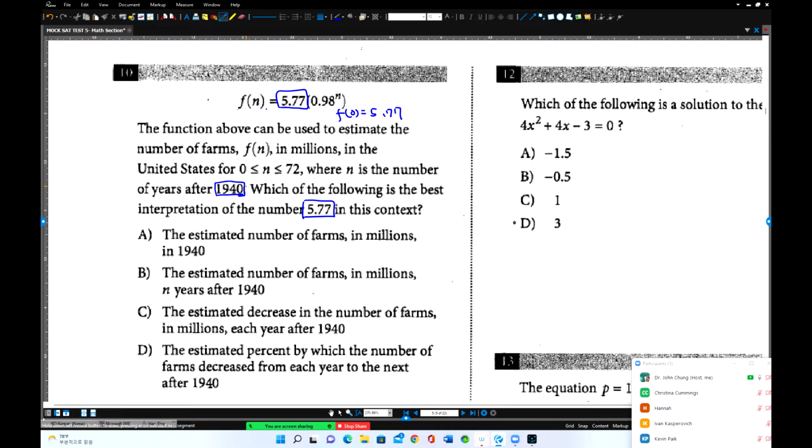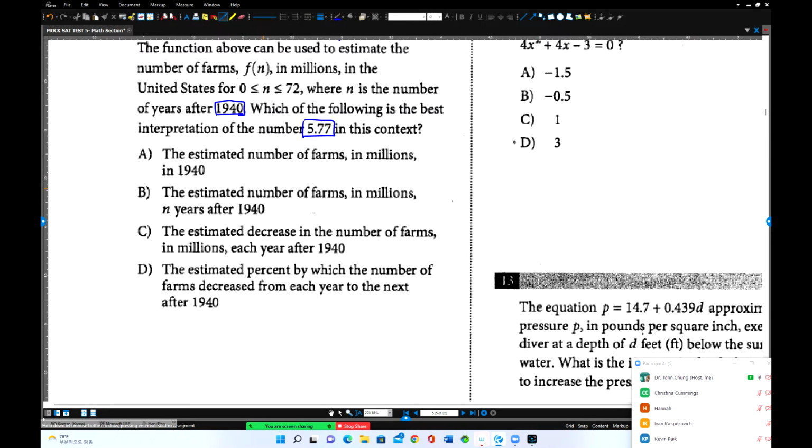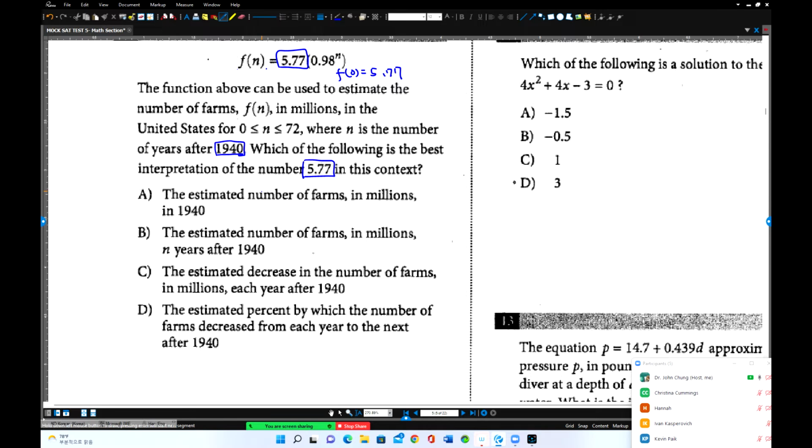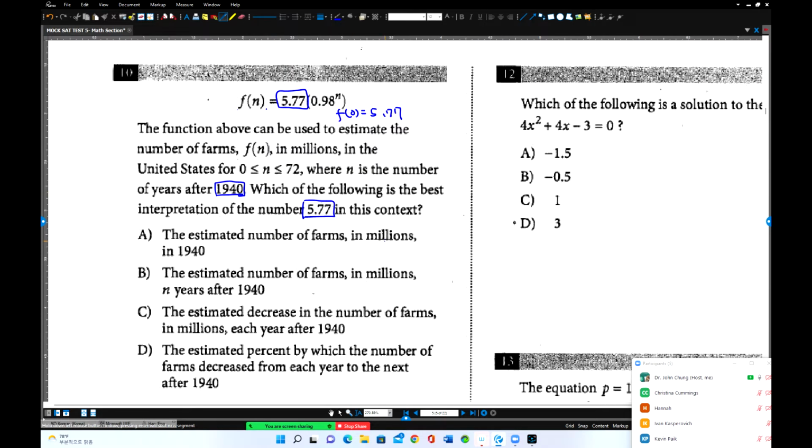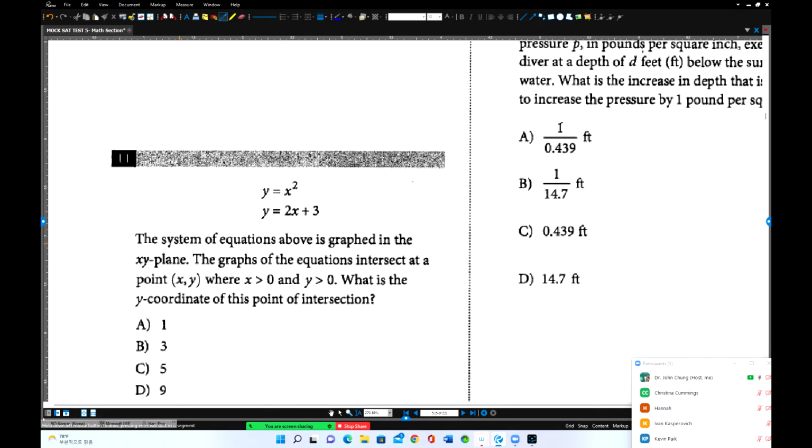So the answer is, where is it? Which one is the answer? There is number 10. We are doing number 11, I'm sorry. Okay, anyway, number 10, right? Number 10 is estimate number in 1940, okay? That's the initial value.